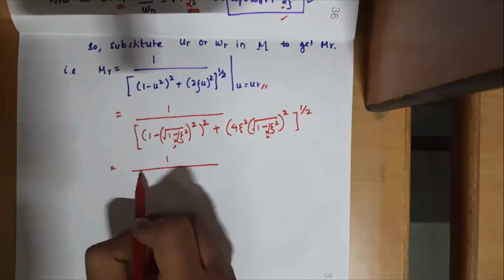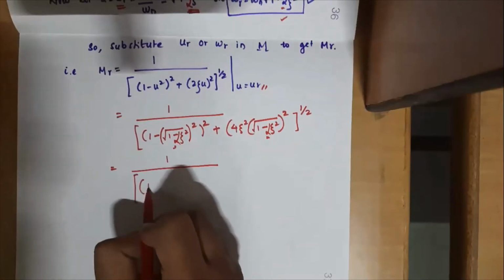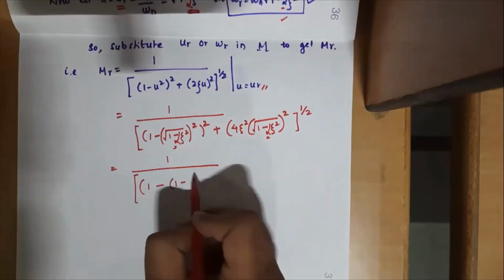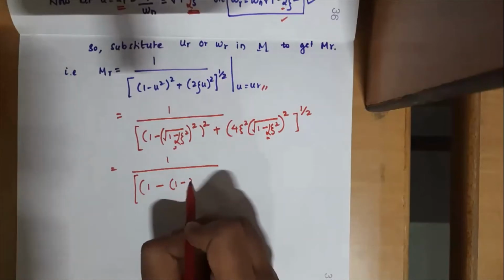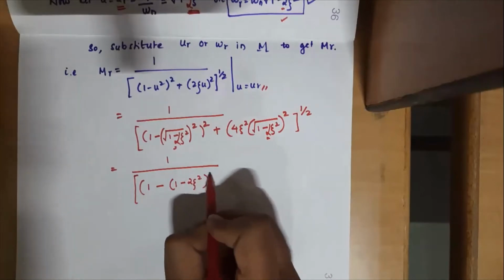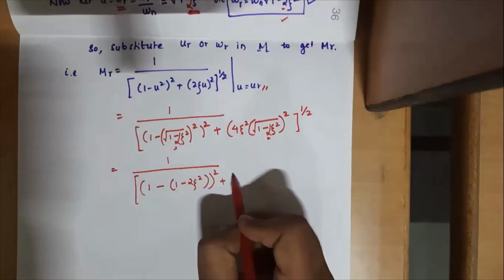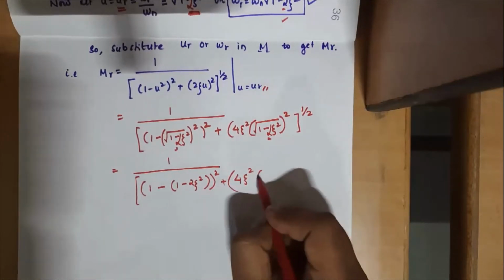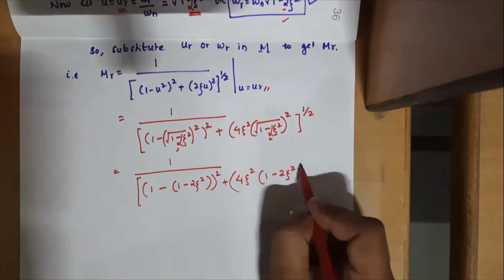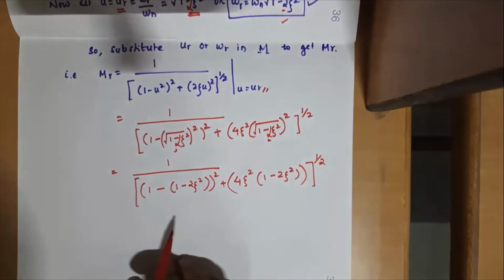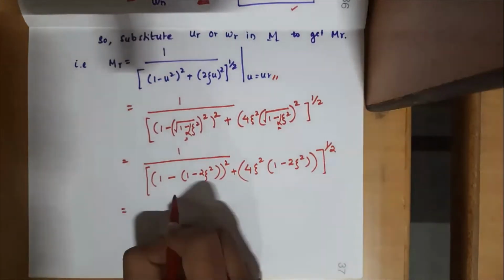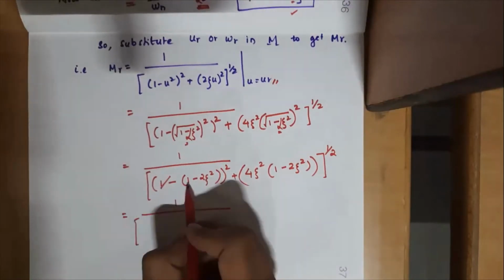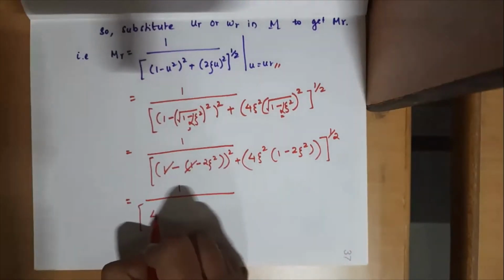So now it is to simplify this expression. So the square root will vanish. You have 1 minus 2 zeta square whole square, then 4 zeta square into. Yes, any question? So this and 1 will cancel.